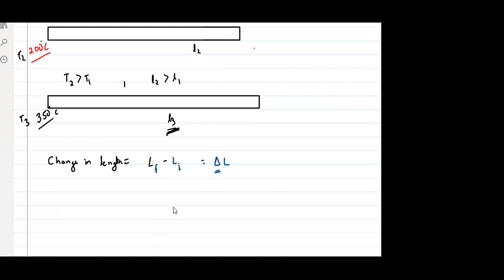So I'm saying this delta L. This change in length will depend on what? Tell me. What do you think? Temperature. L final minus L initial. Correct, this is the meaning of delta L. It will depend on change in temperature. Yes or no? Tell me. LF means final temperature, no, sorry, final length, right? LF is final length.